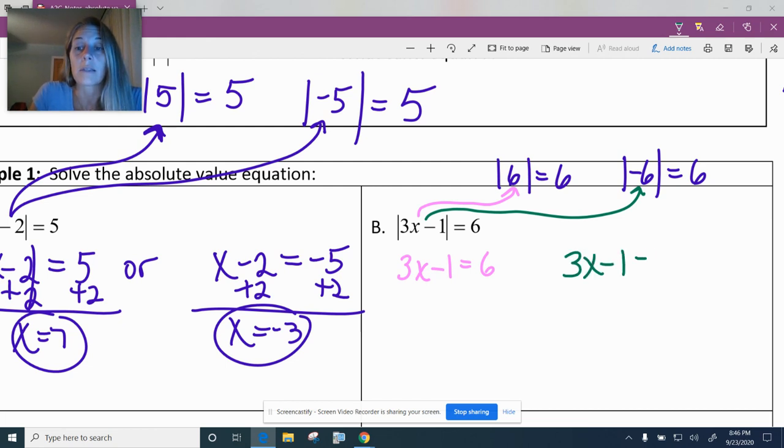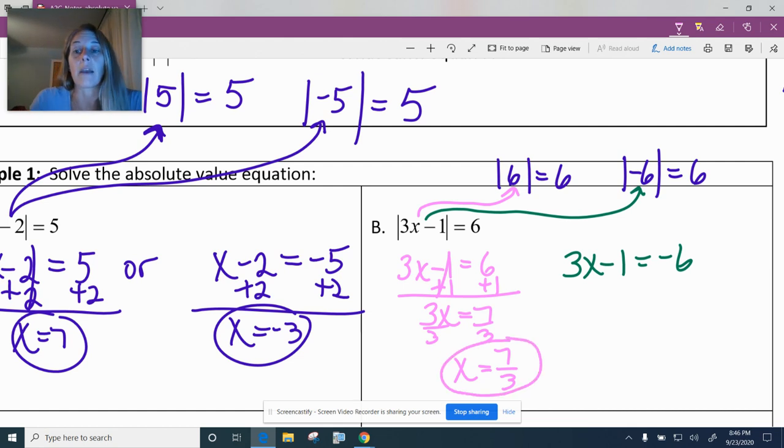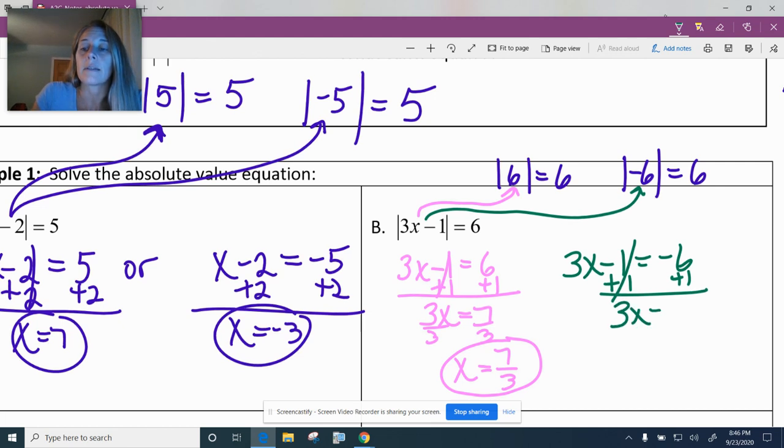That's why we're going to set this up two different ways. Now we're just going to solve them. The first one here, we're going to add 1. 3x equals 7, divide by 3. We're going to get a fraction here. That is totally fine, 7 over 3. If you wanted to write it as 2 1/3, same thing. Then the other option here, we're adding 1 again. 3x equals -5. And we also happen to get a fraction answer for this one as well.